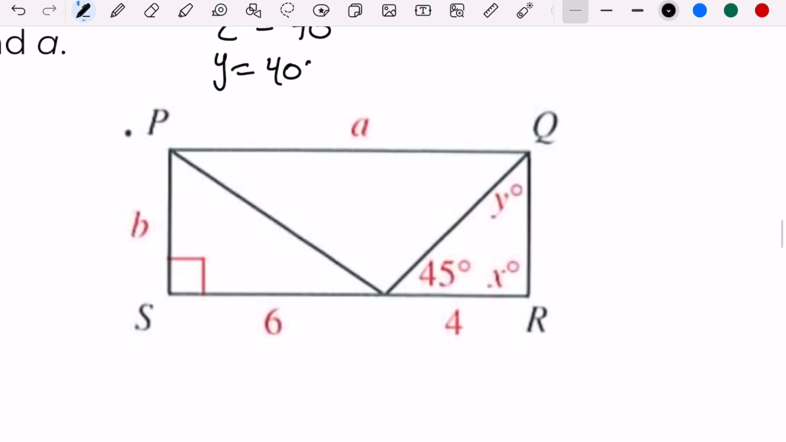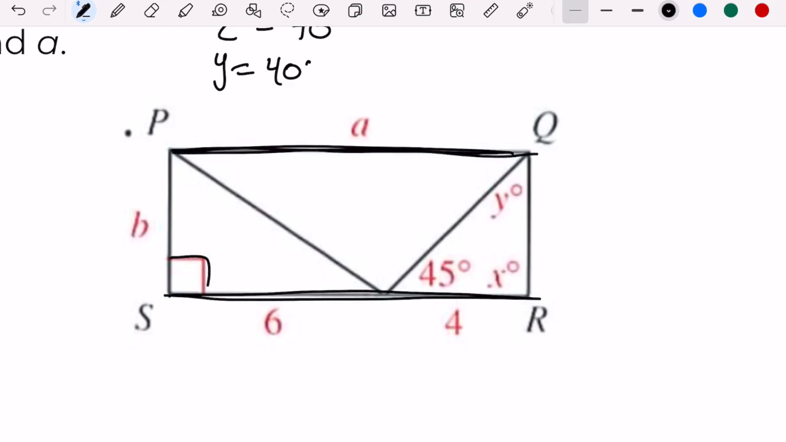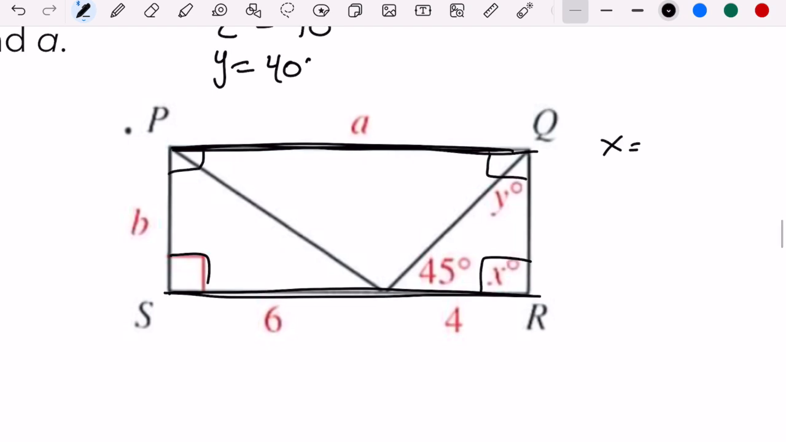Excellent. Now look, this is a parallelogram, but not any parallelogram. This is a rectangle because I have a right angle here. So because this is a rectangle, I know that all of these are right angles. So immediately x equals 90 degrees. Also in parallelograms, opposite sides are congruent. So A measures 10. Lovely.